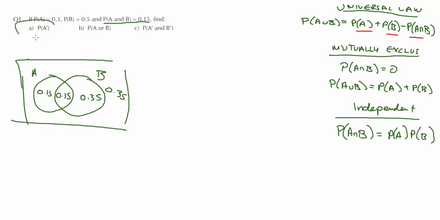So now, what's the probability it's not A? Well, let's think about the areas which involve not A. This bit and the outside bit. So this bit's 0.7. Probability of A or B. A or B literally means it's in A somewhere or it's in B. So it's all of those. Add them up, 0.65.